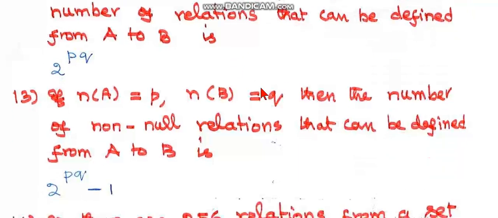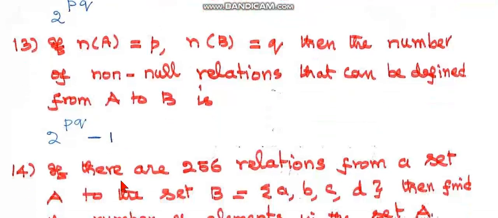Question number 13. If number of elements in A is P, number of elements in B is Q, then the number of non-null relations that can be defined from A to B is 2 to the power of PQ minus 1. Because in the previous problem, 2 to the power of PQ is the total number of relations. That includes the empty set, that includes the empty relation. That has to be excluded in this problem. So it is 2 to the power of PQ minus 1.